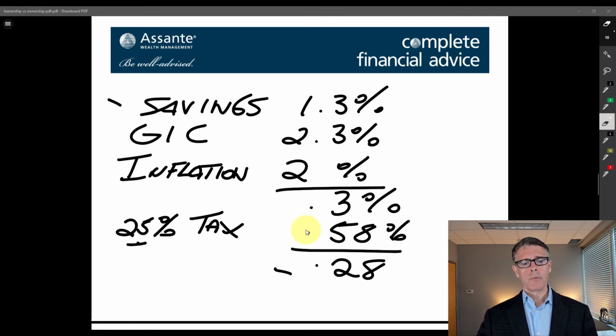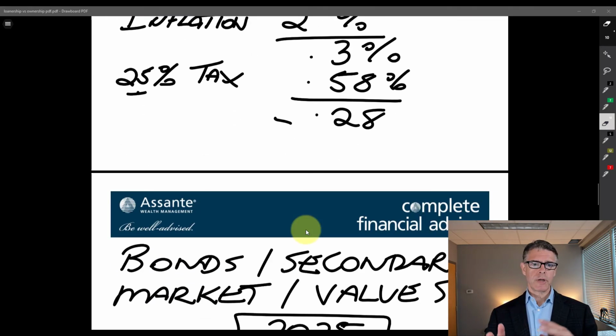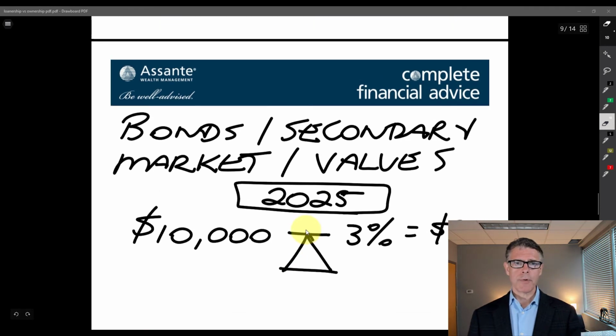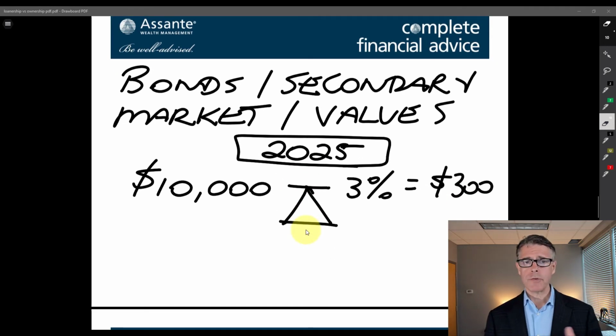Now, we'll talk about how to fit fixed income into the portfolio. Even though I talk about the negatives, fixed income and lendership investments play a really important part in our portfolio. We'll talk about that in a second.